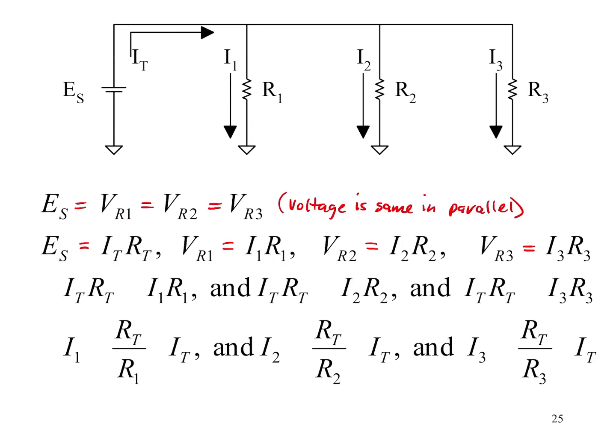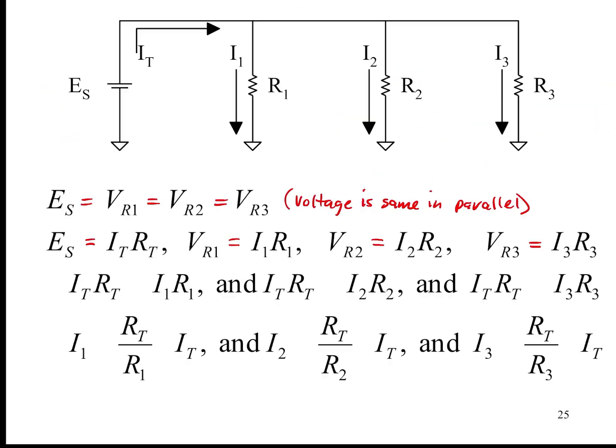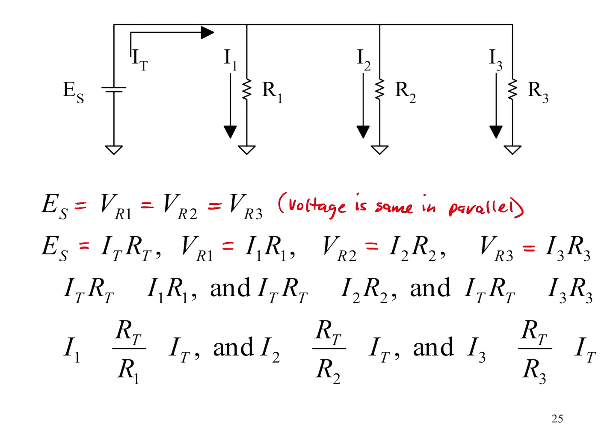Because we've got our value of I total times R total equaling VR1, that means this has to be equal, and this has to be equal, and this has to be equal. All we're saying is E source equals each one of those voltages for each branch. Remember, branch 1 voltage can be represented this way, branch 2 voltage can be represented this way, and branch 3 voltage can be represented this way. And those voltages are all the same. And they're therefore equal to I total times R total.